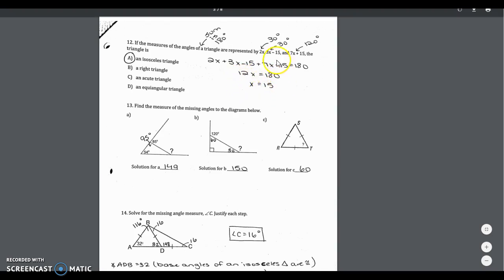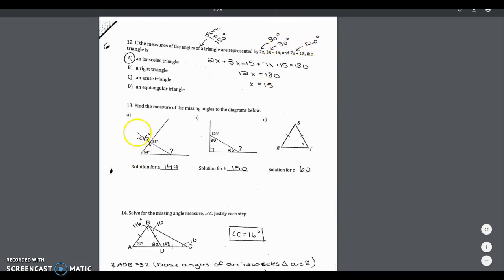Once we got that x value, we substituted it in here. For example, 2 times x, 2 times 15 is equal to 30. 3 times 15 is 45, minus 15 is 30, and you can do the rest of the math by yourself. You can pause it and check it now if you'd like. And you know that when these two angles are 30 degrees each, it's automatically isosceles. It's not a right triangle because none of these angles are 90 degrees. It's not an acute triangle because one of the angles is obtuse. And it's not equiangular for obvious reasons.